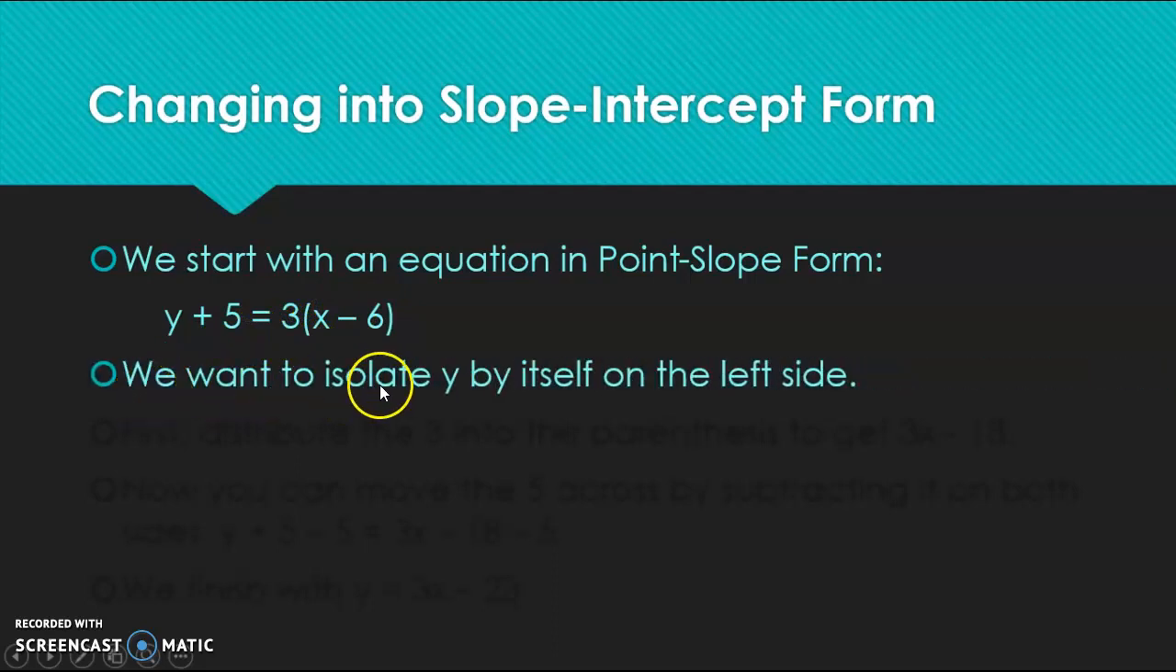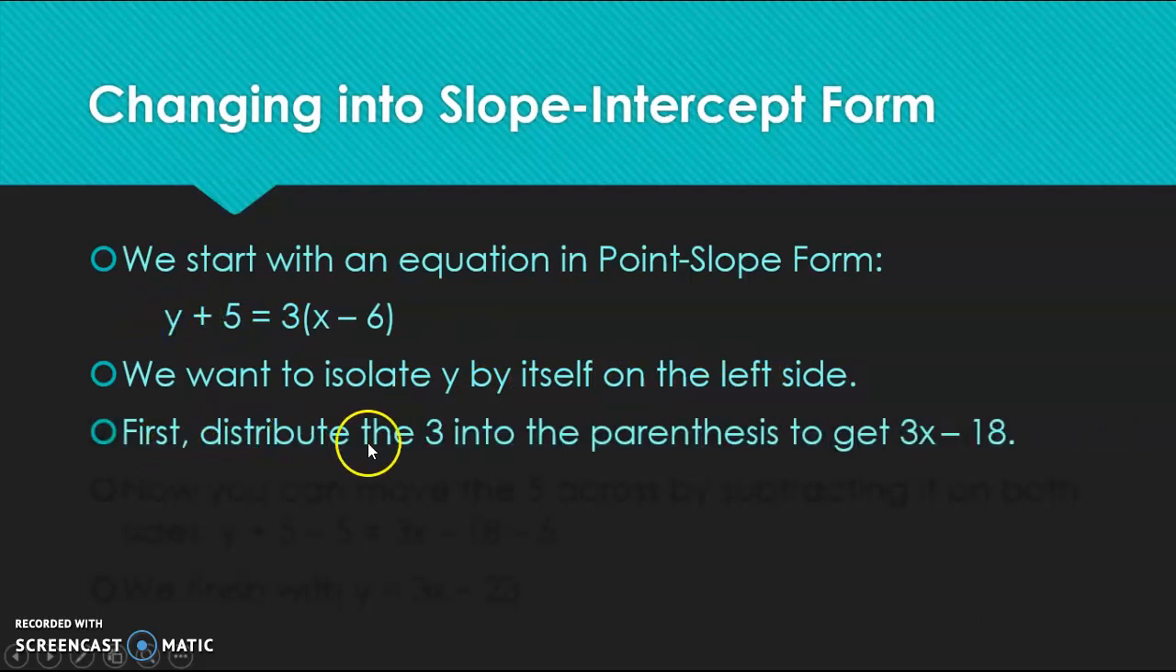Okay, next, we want to isolate y by itself on the left side. So we want y all by itself over here. So first, we're going to distribute the 3 into the parentheses to get 3x minus 18. So we took this 3, multiplied it times the x, and then we took the 3 and multiplied it times the minus 6, which gave us 3x minus 18.